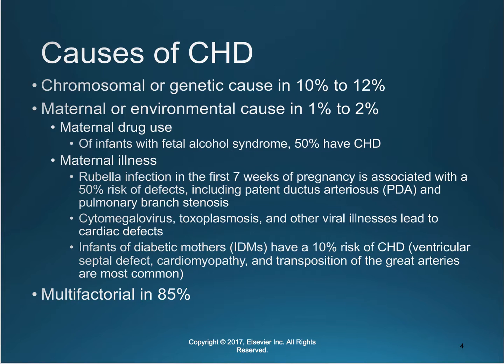With maternal drug use, such as fetal alcohol syndrome, 50% of those children have congenital heart defects. Rubella infection in the first 7 weeks of pregnancy, or some other infections, toxoplasmosis, viral illnesses, can lead to cardiac defects. Those can also lead to cleft palate defects. Infants of diabetic mothers have a 10% risk of congenital heart disease. Ventricular septal defect, cardiomyopathy, and transposition of the great arteries are the most common, and you'll understand those when we look at the pictures.